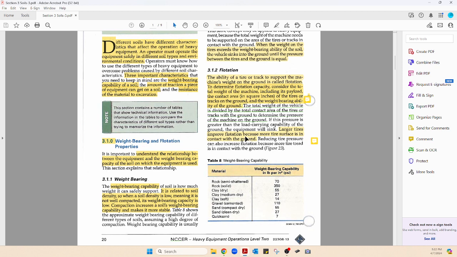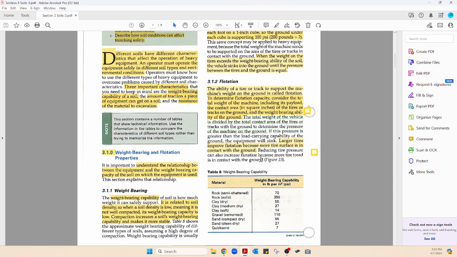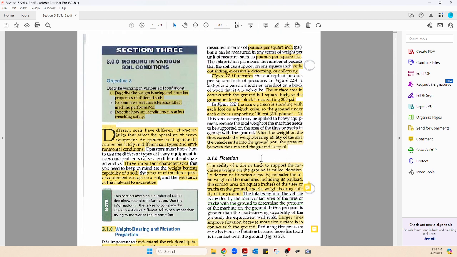So let's see, larger tires improve flotation because more tire surface is in contact with the ground. Reducing the tire pressure also increases flotation because more tire tread is in contact with the ground. So let's see, I want to go up. Let me make sure I'm covering all my bases here.